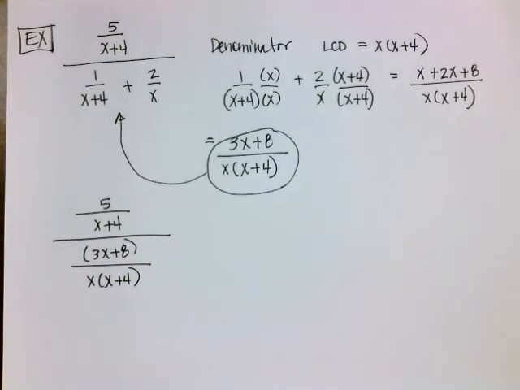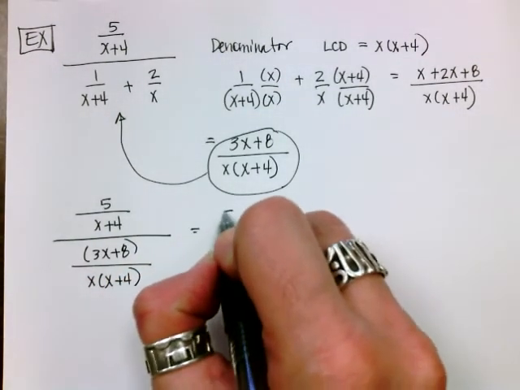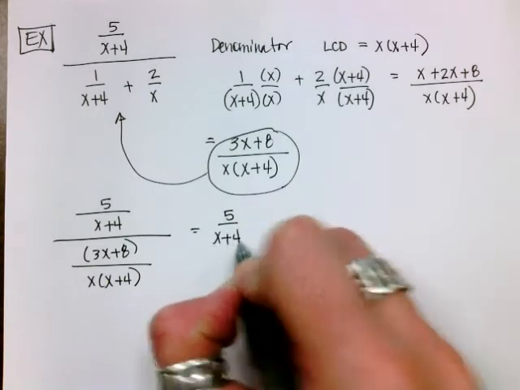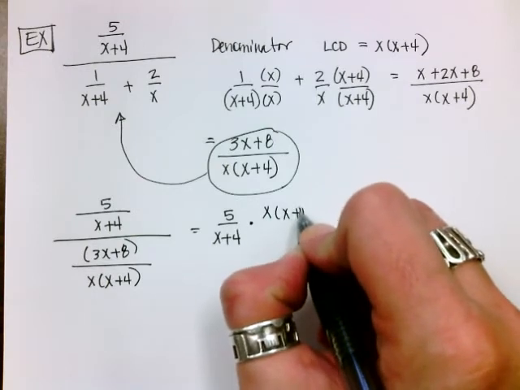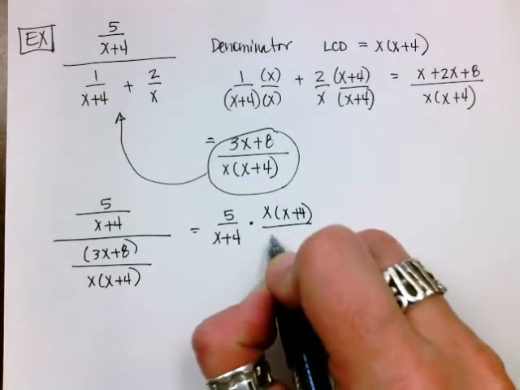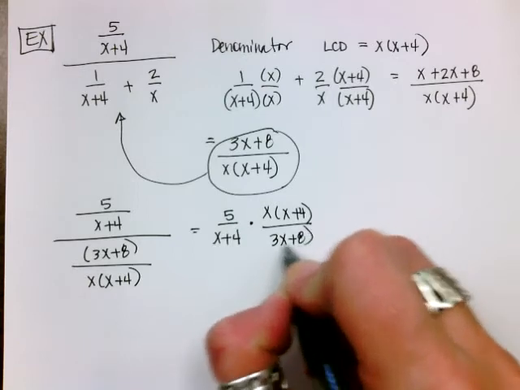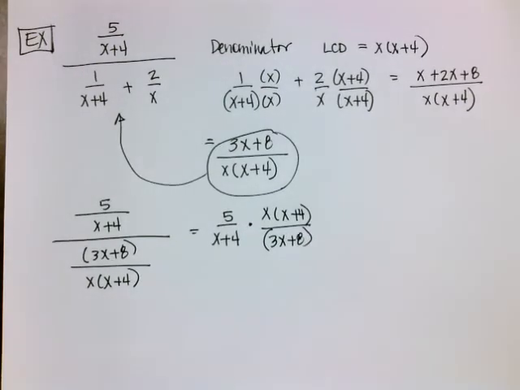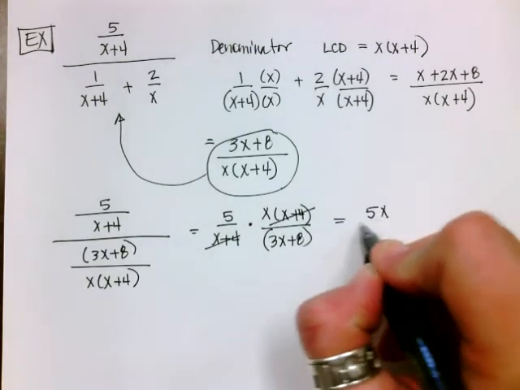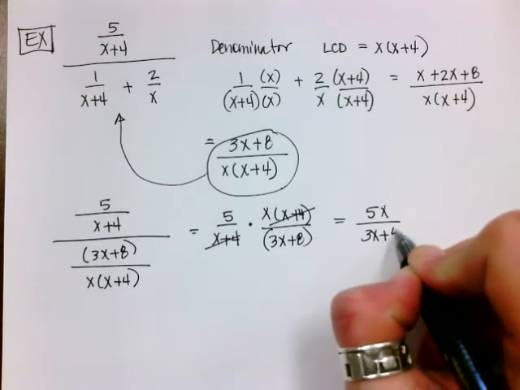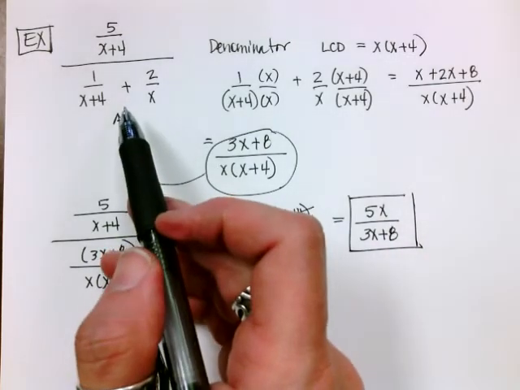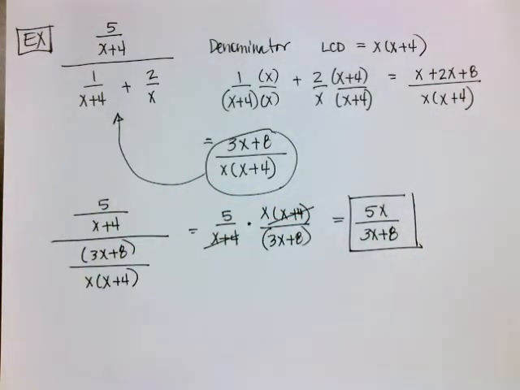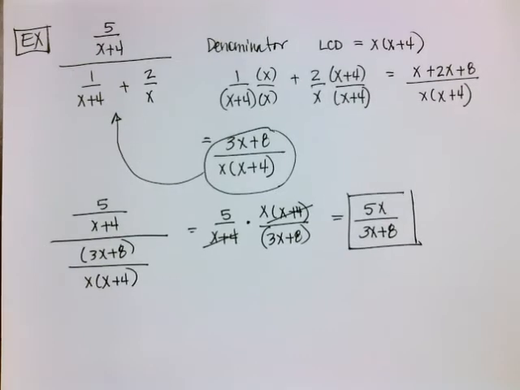So remember, if you have a fraction divided by a fraction, you multiply by the reciprocal of the bottom. So I'm going to multiply by x and x plus 4 over 3x plus 8. So now it goes back to the problems that we've done earlier. Notice that the x plus 4's cancel. So in the numerator I get 5x, and in the denominator I get 3x plus 8. And there's my answer. So although it looks hideous and scary, it really isn't. You just have to manage it a little piece at a time.